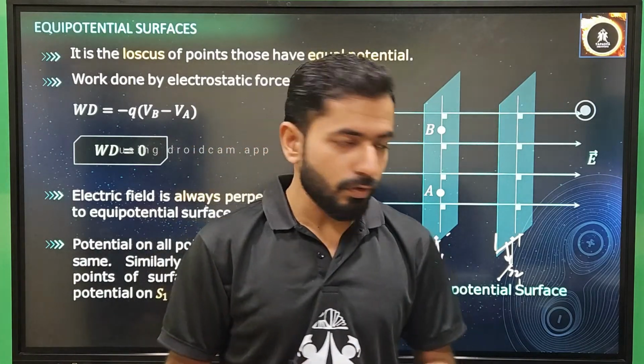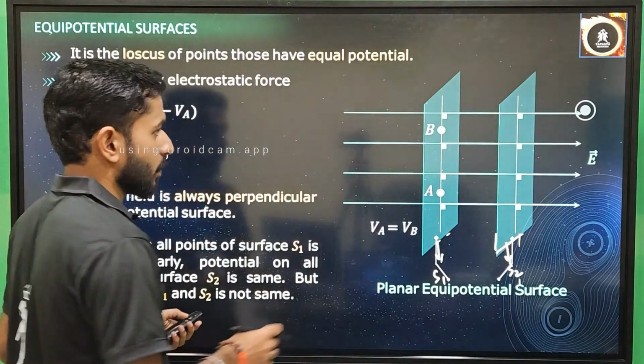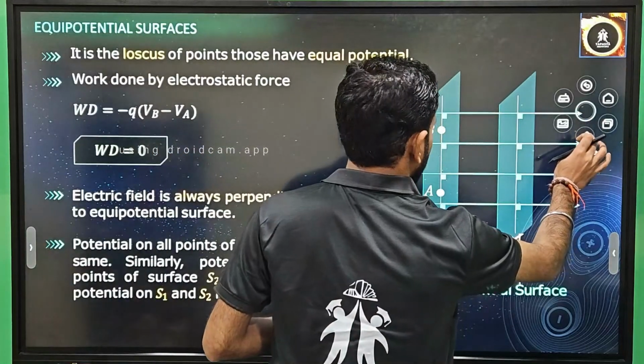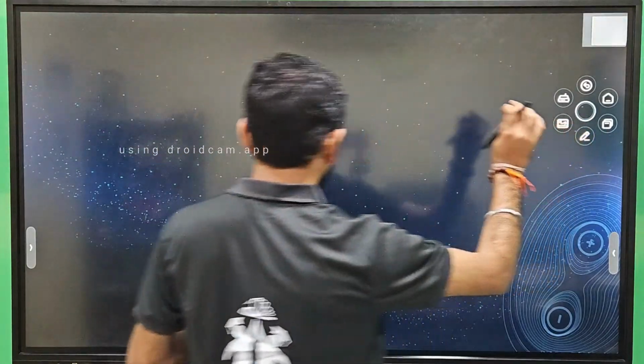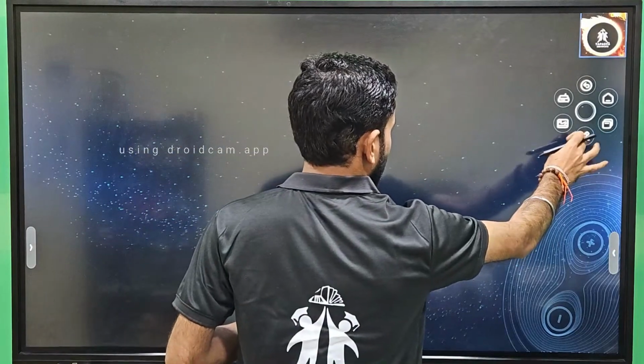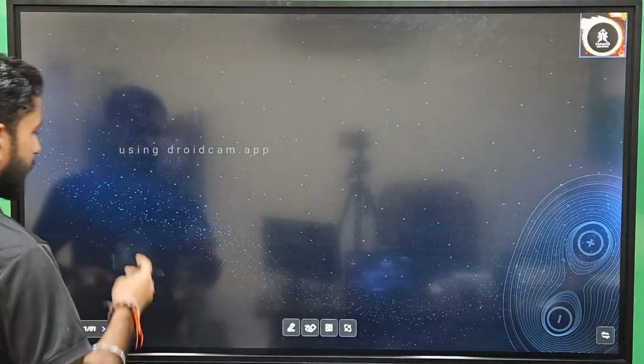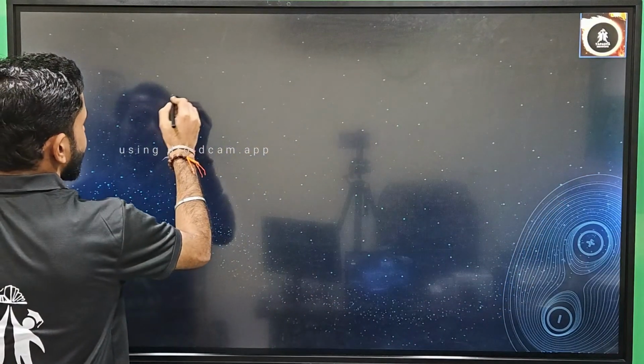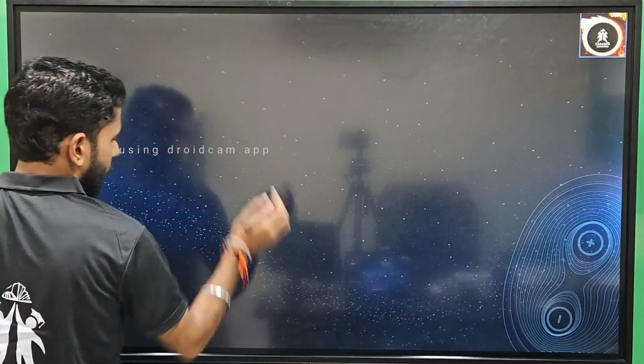If I ask you, one very important relation is there between electric field and potential. What was that relation? That relation was given as delta V.